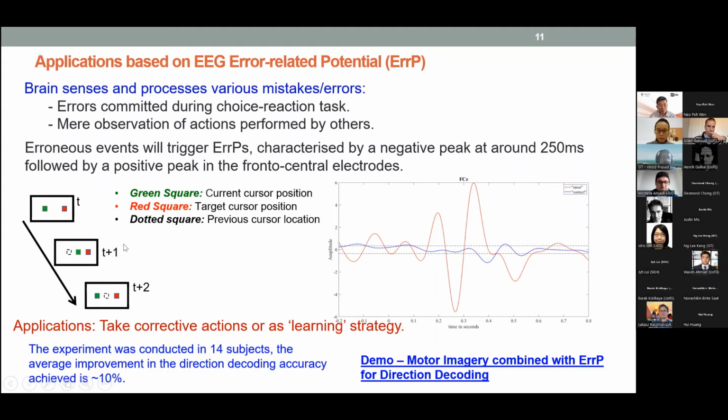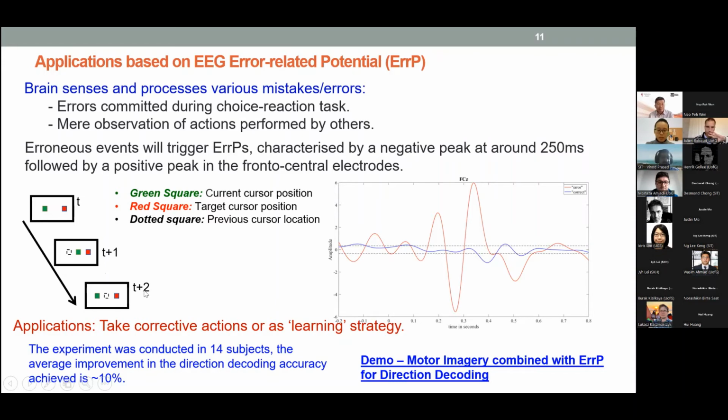Now at time t equals t plus 1, you can see that the cursor has moved one step closer to the target, which is defined as a correct movement. And when there is a correct movement, you can see there's a blue line. This is reflected in the EEG.